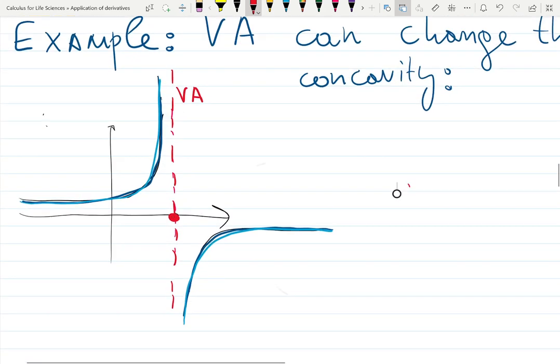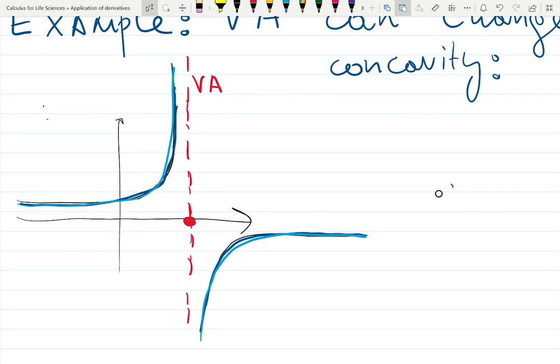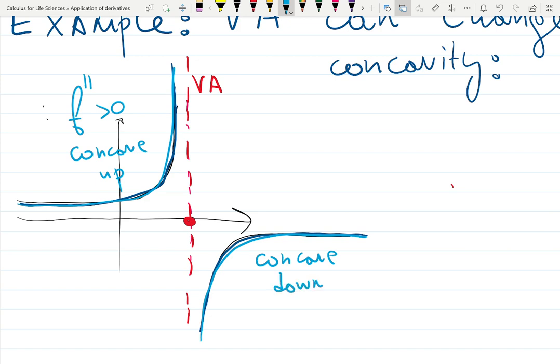For example, here's a nice example. As you can see, one vertical asymptote happened here. And this vertical asymptote did change the concavity. The picture on the left is your highway, which is concave up. So this is concave up, which means the second derivative is positive. This one is concave down. Again, how do I know? It's not very obvious if it's grumpy or smiley. So that's why I like imagining the rain pouring and accumulating. The rain will accumulate over here, but definitely will fall off from here. So the second derivative is negative to the right of the VA.